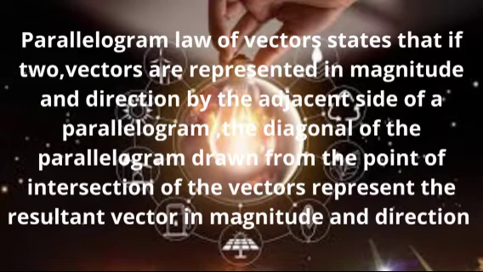And then we have the law of parallelogram of vectors, or parallelogram law of vectors, which states that if two vectors are represented in magnitude and direction by the adjacent sides of a parallelogram, then the diagonal of the parallelogram drawn from the point of intersection of the vectors represents the resultant vector in magnitude and direction.